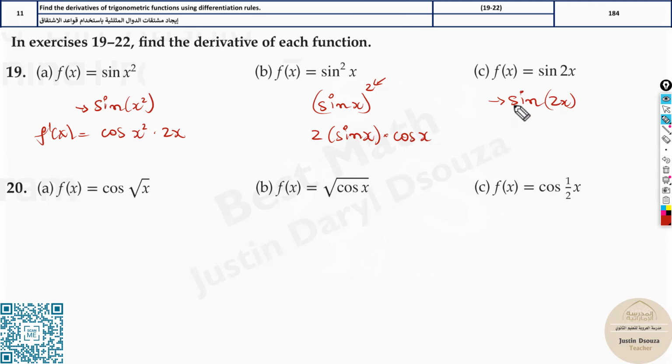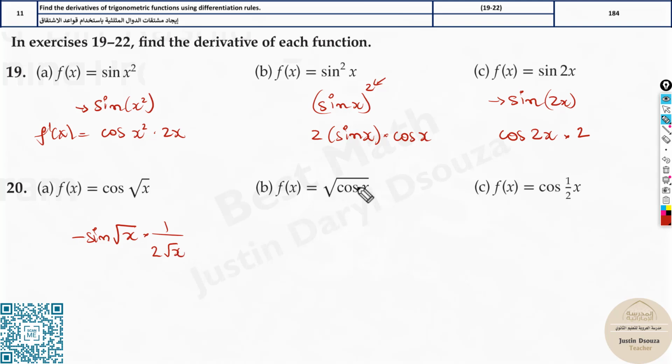It's positive. And then over here as well, we first derive the outer function cosine. It's not x now, it's 2x here. It's 2x, and then the derivative of 2x is just 2. That's the answer. Now over here, what happens? Same thing. The derivative of cosine is minus sine, but we have square root x. Then we need to derive square root x. I'm going to use the rule directly, 1 by 2 root x.